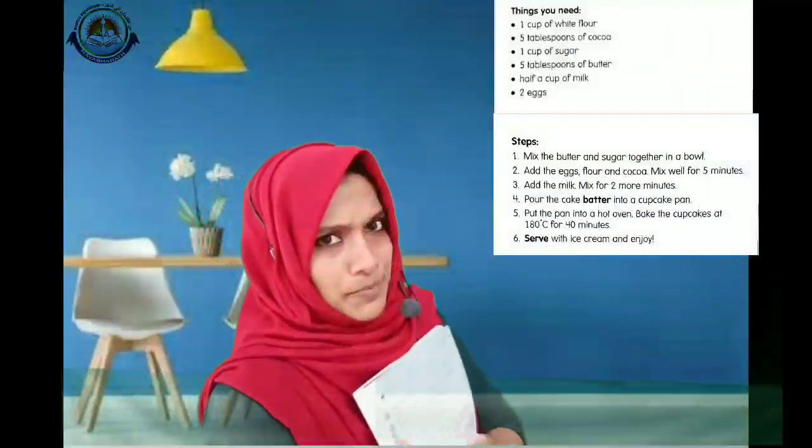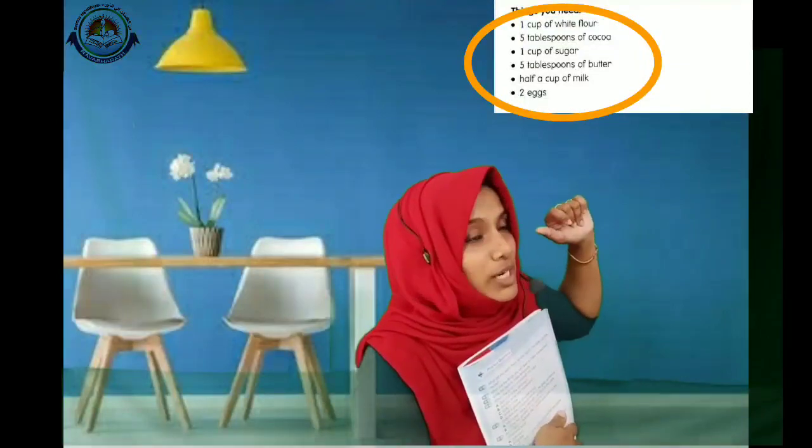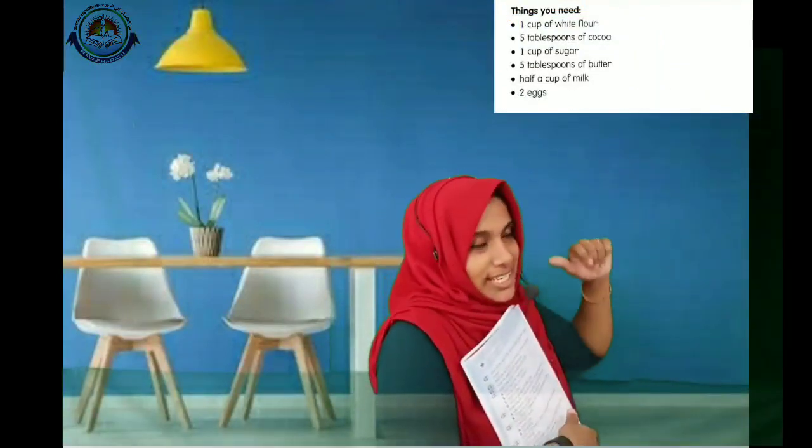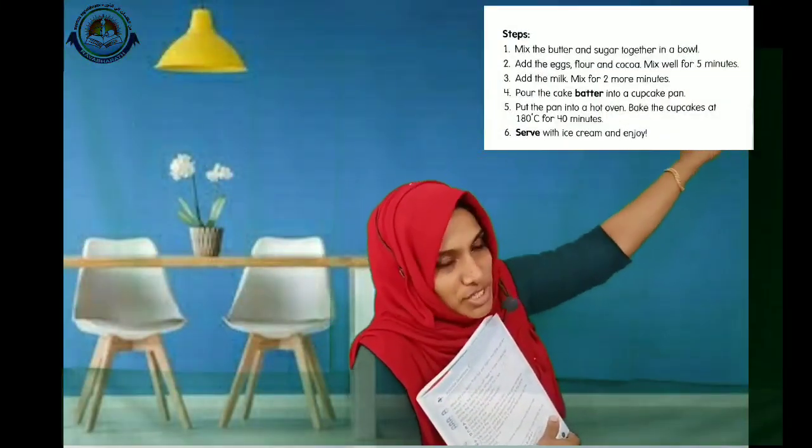Okay, now tell me, what can we make by following this recipe? Which thing are we making? Yes, it is a chocolate cupcake. So with the help of these steps, we have made a chocolate cupcake. And see, look at this recipe. Here we can see 2 parts. What are they? One is things needed, and the second one is about the steps. So these are the 2 parts of this recipe.